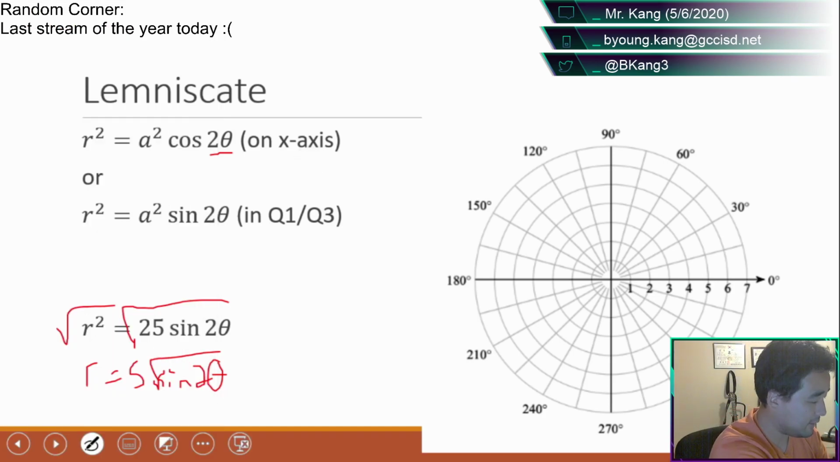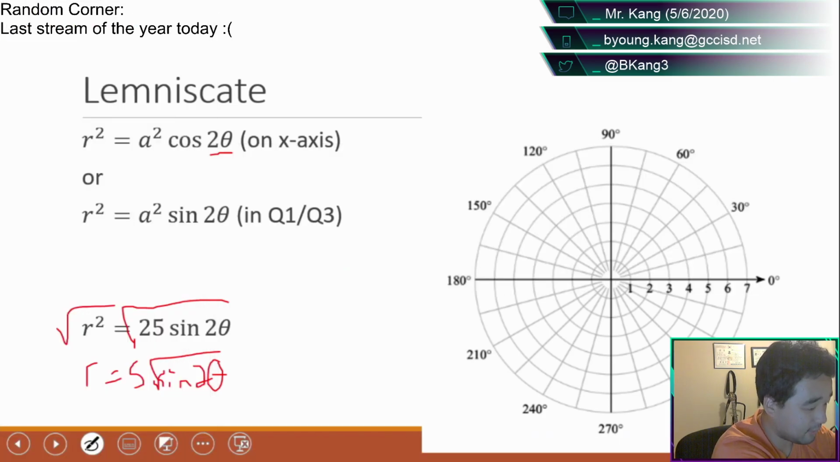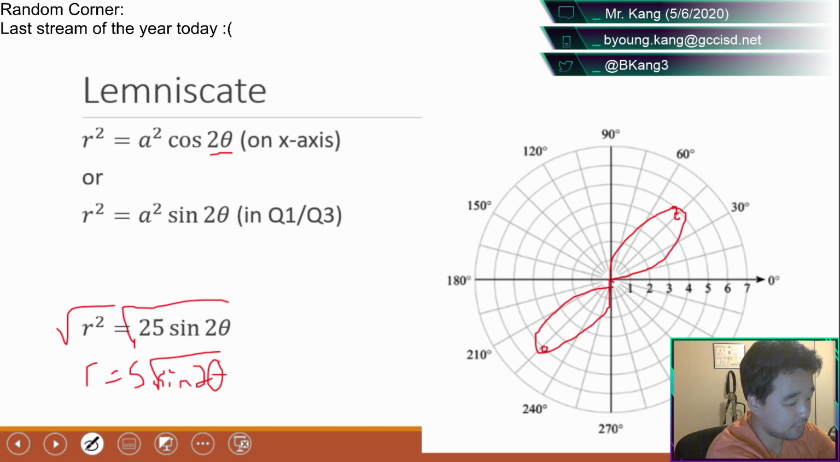So we go out to a radius of 5, and it's going to be centered on the y-axis. Or sorry, centered in quadrant 1 and quadrant 3. Where's 5? There? If it were a cosine one, you would just go straight on the x-axis at 0 and 180.